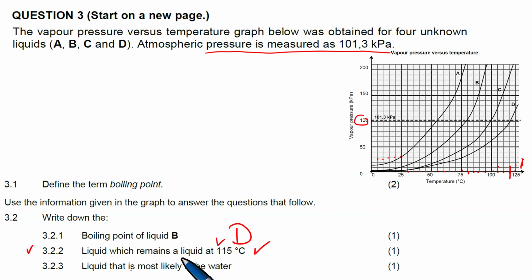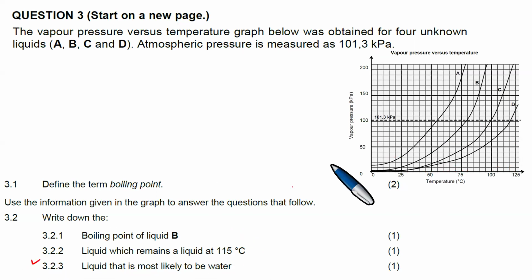So if you look at 3.2.3, a liquid which is most likely to be water. So which one would be water? It's most likely, so it's an estimate on average. Which one is likely to be water? Is it A, B, C, or D? Which one is most likely to be water here?